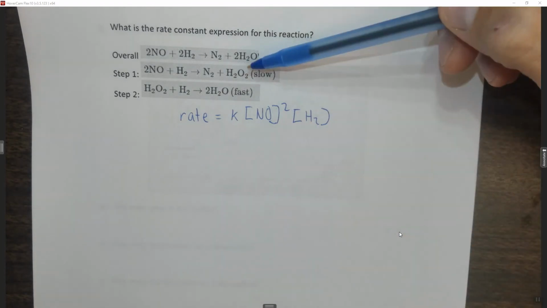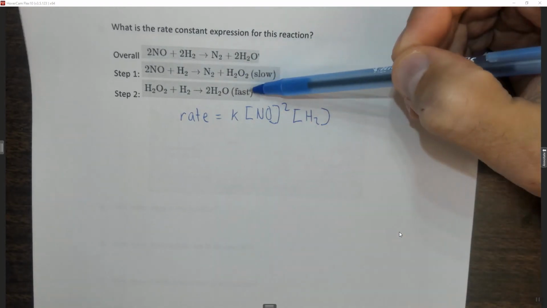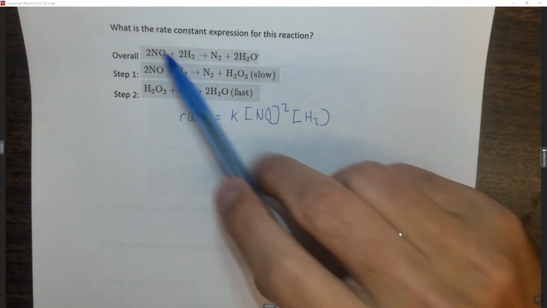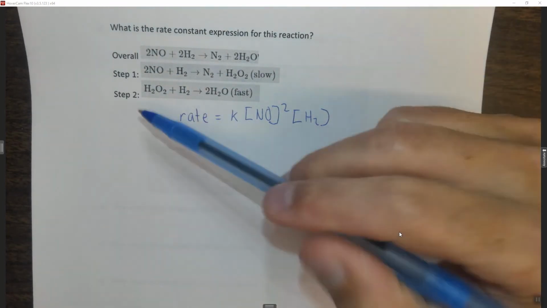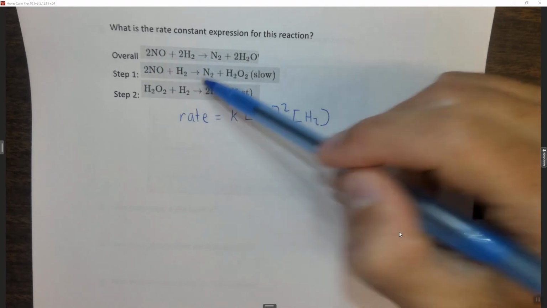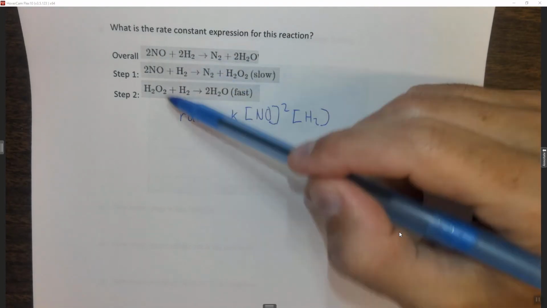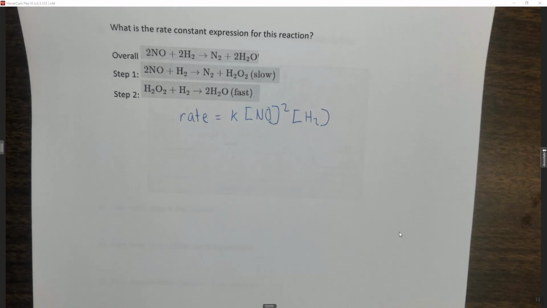Note that you can only do this if it's the first step. If it's the second step, you can't do that because you can't put H2O2 in the rate law because it's not in the overall reaction. But for the first step, it always has to be reactants in the overall reaction. It doesn't have to be the same stoichiometric coefficients. It doesn't even have to be both of the reactants, but it does have to be those reactants. So that is basically how this works.